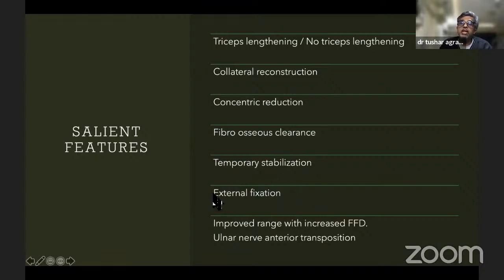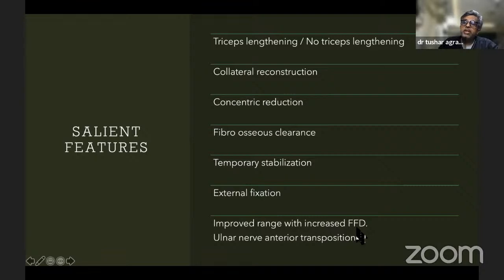There are some articles talking about external fixation after reduction, and you will always have an improved range, right? The important point which they mention in the article is, let us say your patient pre-operatively presented with an FFD of 10 degrees and had a range of only 20 degrees. However, post-operatively, you will have an increased range of movement, but with a higher FFD.